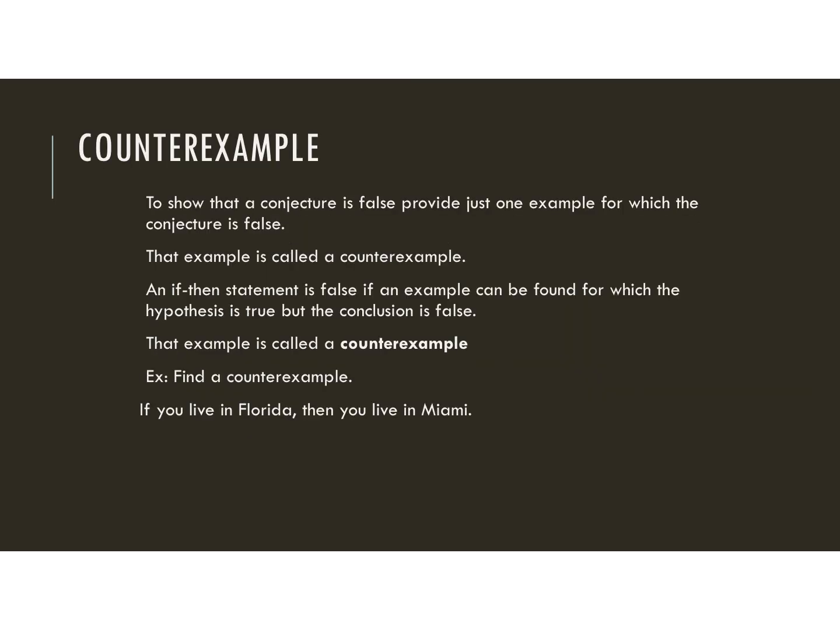Counterexample. To show that a conjecture is false, you need just one example for which the conjecture is false. So all you have to do is prove it using one example. It could be anything. You're just trying to prove your conjecture false. So looking at it, it says find a counterexample. If you live in Florida, then you live in Miami. We should know one example to make this false. We could say we live in Davie. Davie is my counterexample.